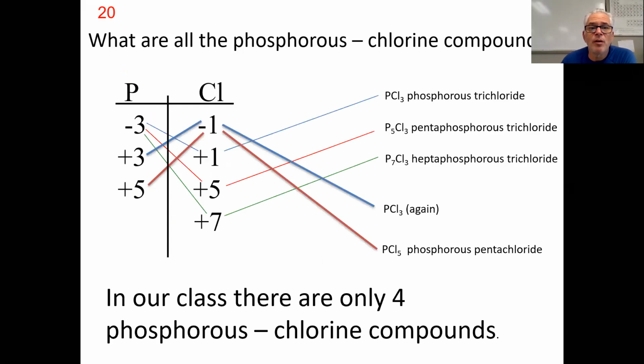And when we put them together, these are what we have. And these are the names. PCl3, phosphorus trichloride. P5Cl3, that's 5 phosphorus, pentaphosphorus trichloride. Then we have 7 heptaphosphorus trichloride. Then we got PCl3 again, which is still phosphorus trichloride, but we don't even need to do that one. And PCl5, phosphorus pentachloride. In our class, there's only 4 possible phosphorus chlorine compounds, and this is what they are.